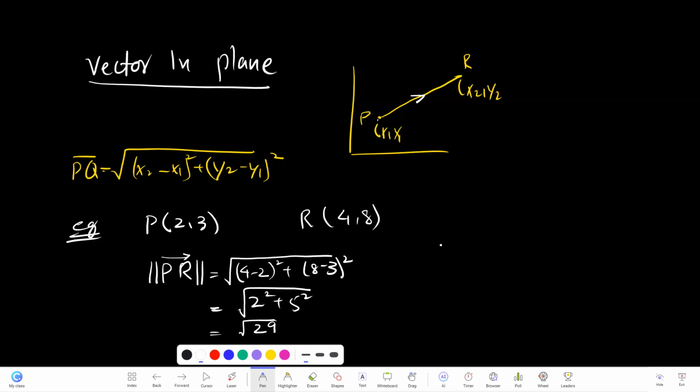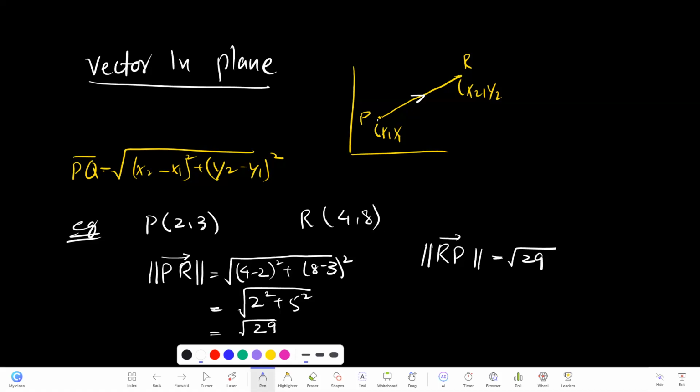So if you want to do R to P, you can do it. You can also do the same thing, and the answer should be 29, right? It doesn't matter really because of the way you're doing it. The square is cancelling out the negative sign, if there is any.